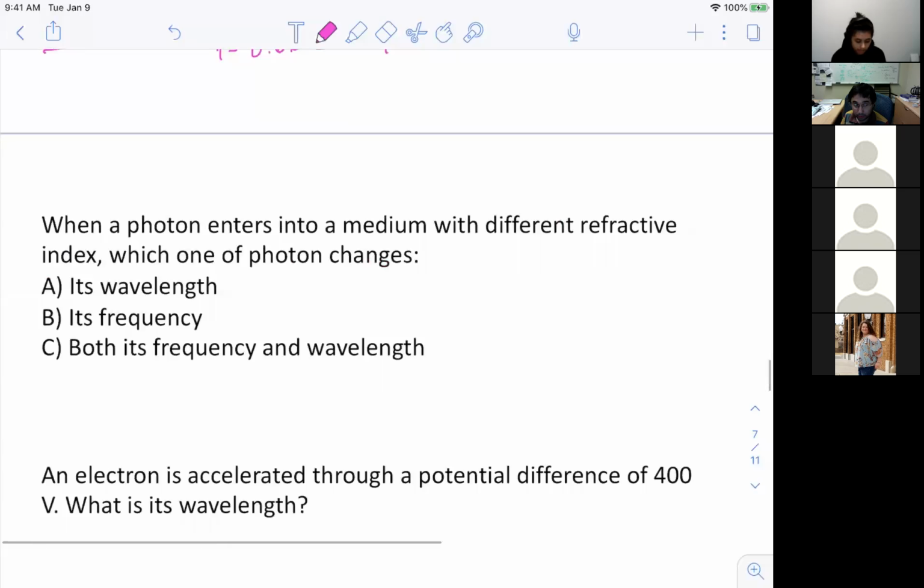Okay, next question. When a photon enters a medium with a different refractive index, which one of the photon's properties changes: its wavelength, frequency, or both frequency and wavelength? Any idea?